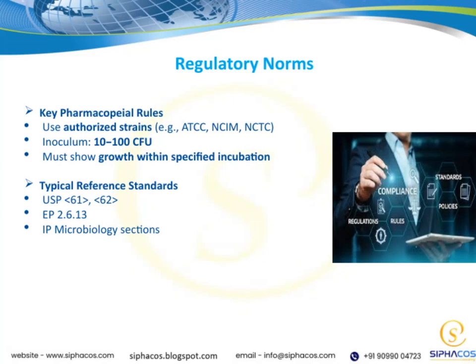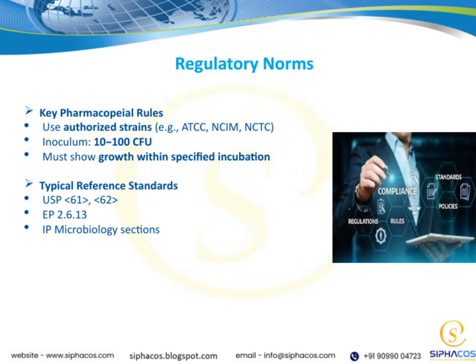Let's take a closer look at regulatory norms. First, under key pharmacopoeial rules, it's essential to use authorized strains, such as those from ATCC, NCIM, or NCTC. These recognized sources ensure consistency and reliability in microbiological testing. When preparing your inoculum, aim for a concentration of about 10 to 100 CFU, which is enough to detect growth without overwhelming the system. And of course, it's crucial that the inoculum shows growth within the specified incubation period, confirming the test's validity.